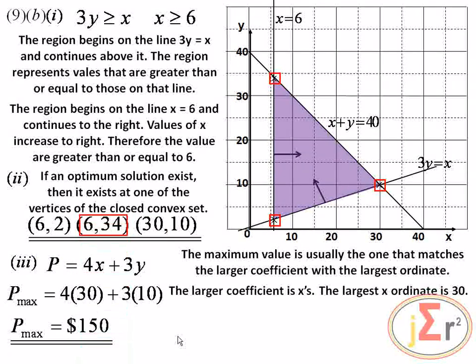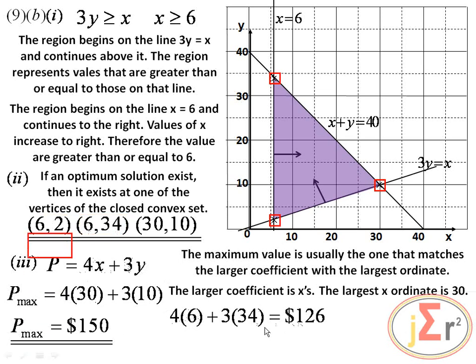But we need to substantiate our claim. There's no simpler way to substantiate our claim than to show the values that you would get if we use the other ordinates. For the ordinate 6, 34, using this same function, we get 4 times 6, the value of x, and 3 times 34, the value of y, and we end up with 126. This one cannot give the maximum. 4 times 6 plus 3 times 2 is equal to 30.